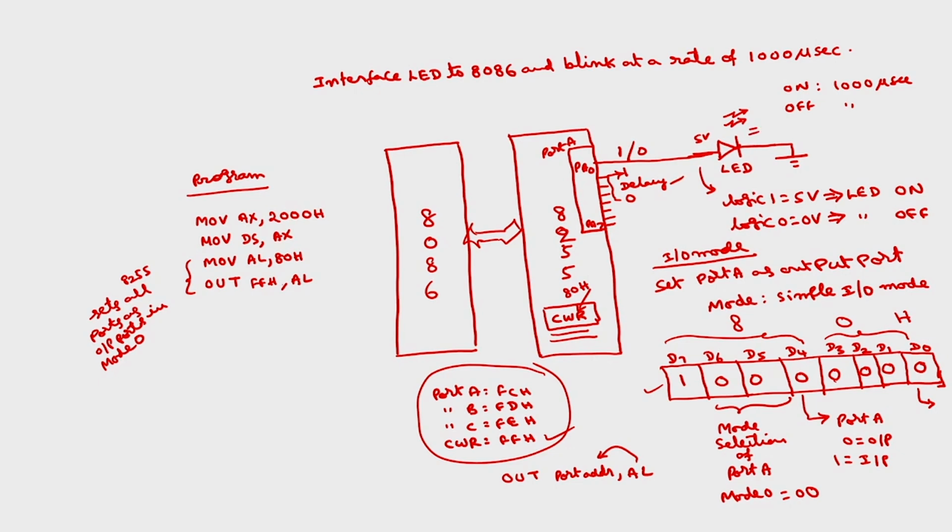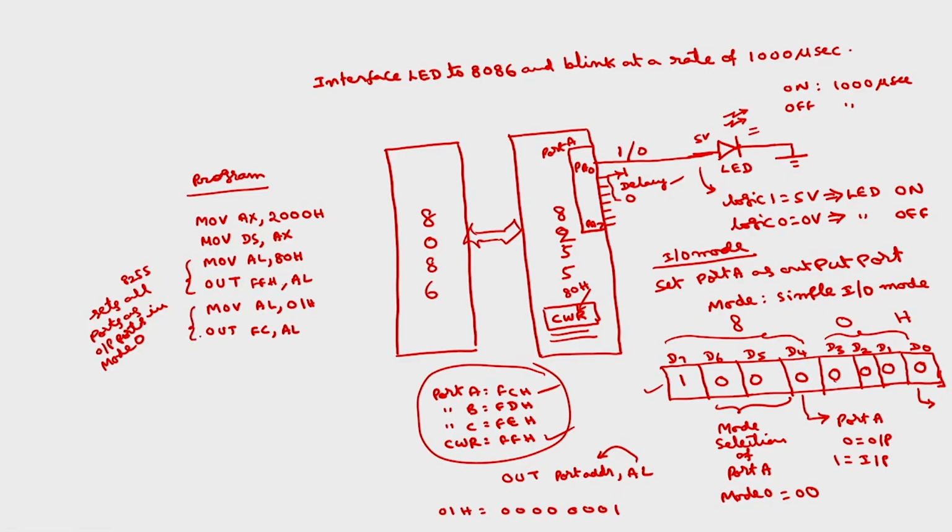Okay. First I want to set a logic 1 on PA0. So, what you have to take? MOV AL, 01H. What will be the 8 bits of this 01H? 01H is nothing but 0 0 0 0 0 0 0 1. Okay. Then I write OUT. What is the address of port A? Port A address is FCH. I want to output this data onto FCH, port A.